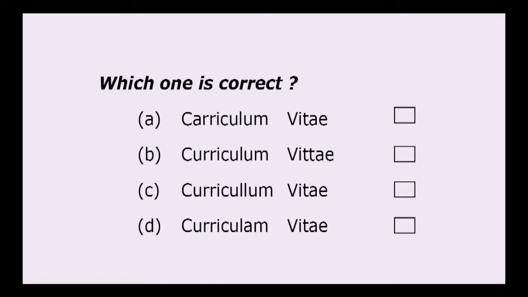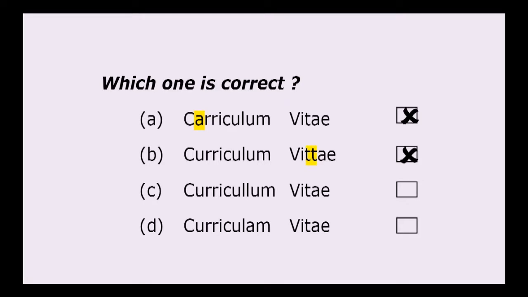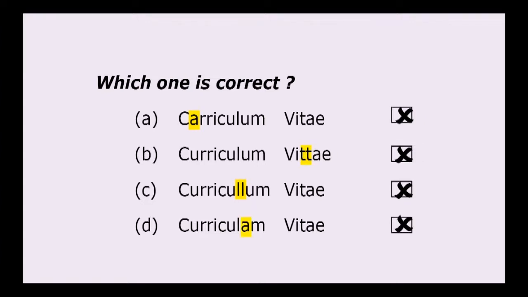Option A is not correct. Letter A needs to be replaced by U. Option B, there is a mistake. Letter T is doubled. Option C, again misspelled. Letter L is doubled. The last option is also not correct. Letter A needs to be replaced by U. So the correct spelling for curriculum vitae is given in option E.